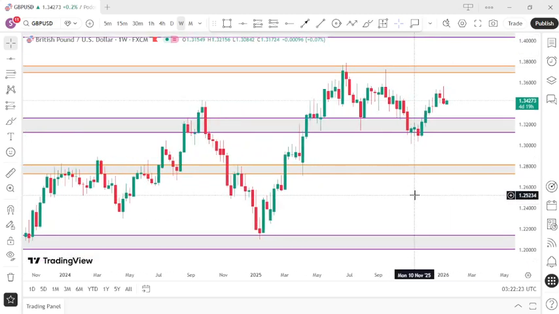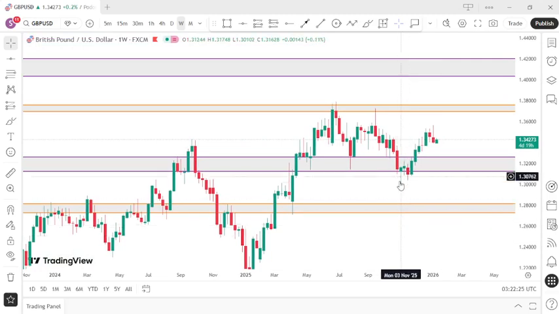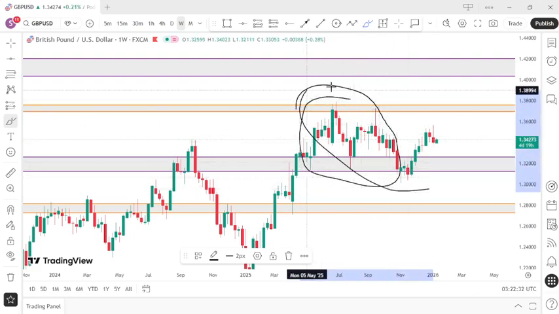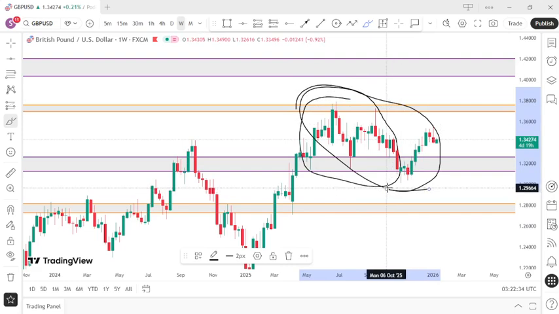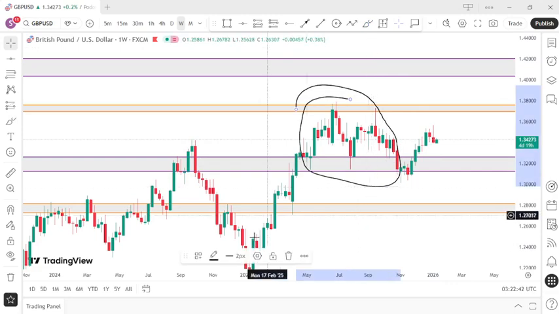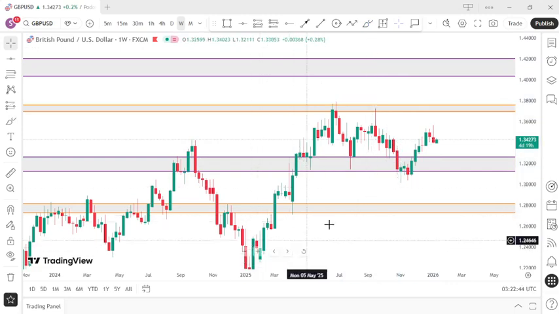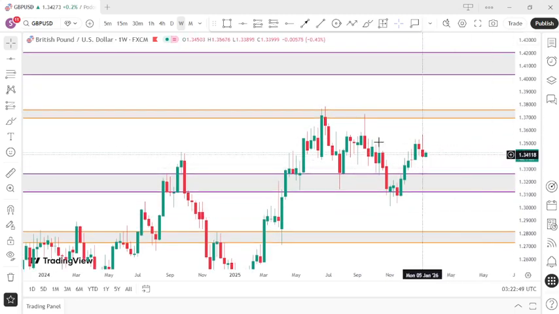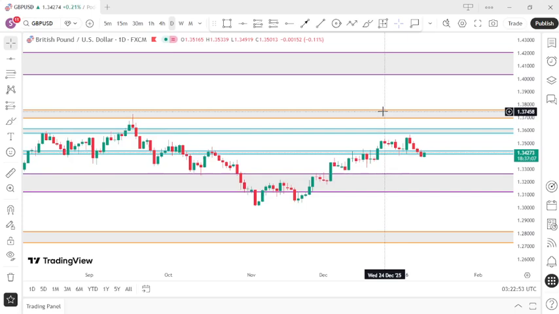So the smaller view of it: all this formation was the creation of the morning star on the monthly. So we are going to be looking for buys on GBPUSD all the way to the upside. With that being said, on the weekly, let's go to the daily time frame.